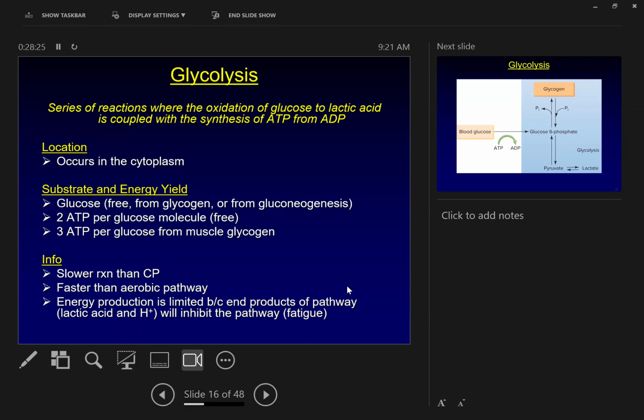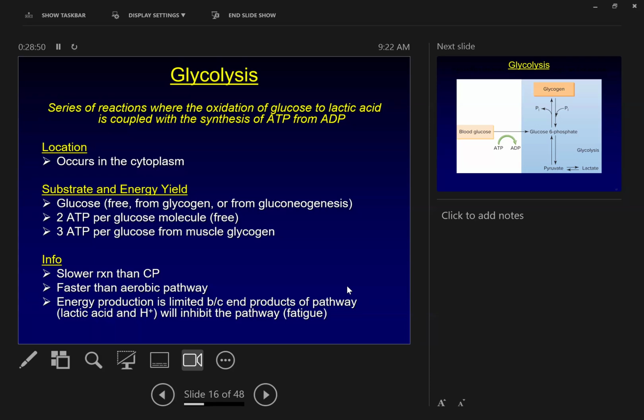It's very important to understand, and I guess I should have pointed out, all of the phosphagen pathways occur in the cytoplasm. Okay, in the cytoplasm of your muscle cell. Glycolysis also occurs in the cytoplasm of a muscle cell. It occurs in other cells too, but for our purposes, in a muscle cell.